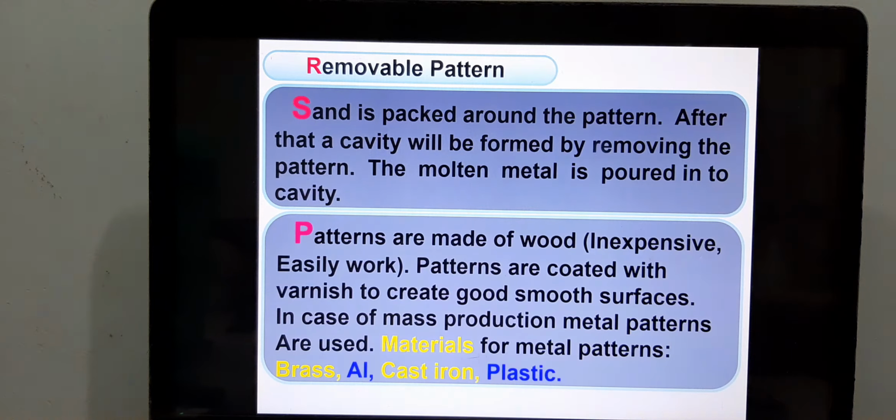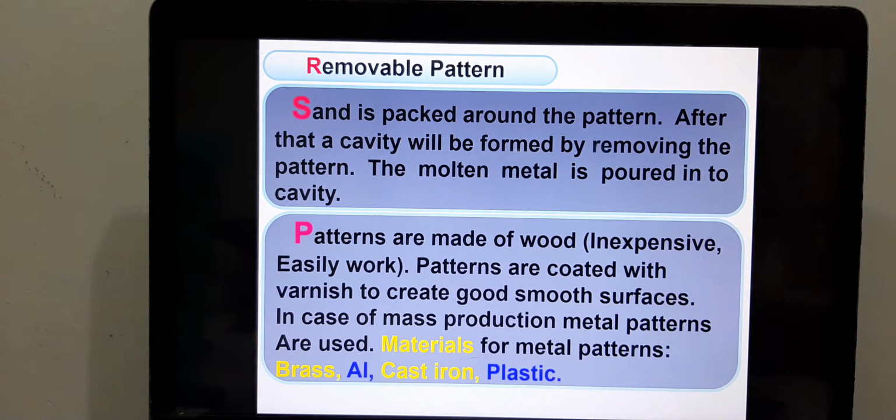So if you want to use wood pattern, it is only for small scale production, 50 parts, maximum 100 parts. Because when you use a removable pattern, you need to reconstruct the sand mold over and over again, because every time the casting has solidified and you want to remove the casting, you need to break open the mold. Okay, so when you break, the sand shatters and the whole mold collapses. So for your second part, you can reuse the same wood pattern, but you need to construct the cope and drag again from scratch. So it is a very tedious process.